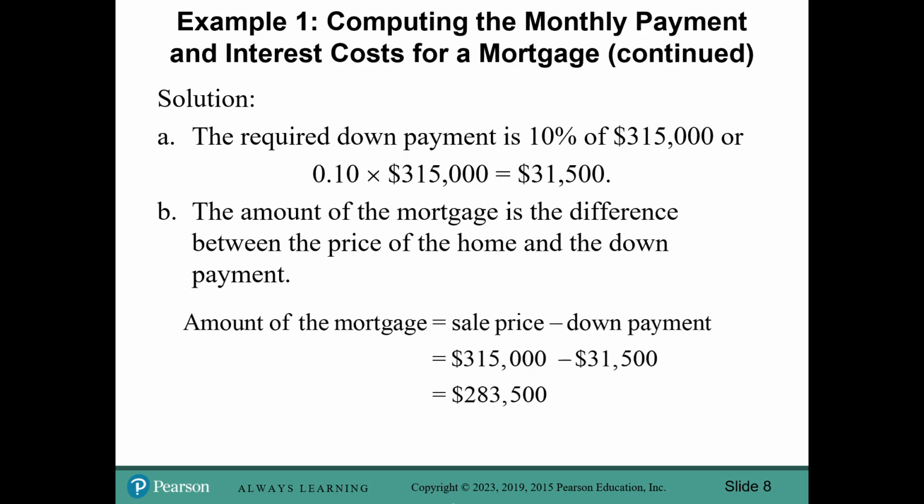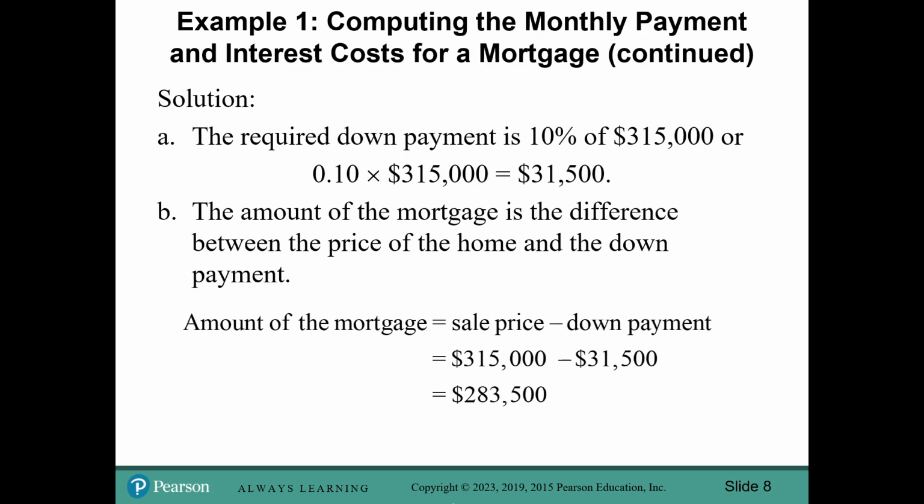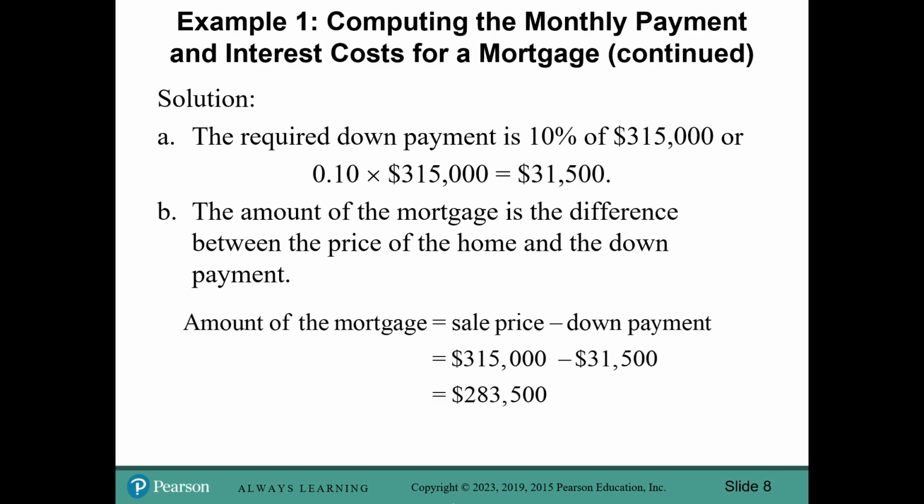Now, the required down payment is 10% of the $315,000. That $315,000 is just the price of the home, and the 10% is the down payment on the home. So all we're trying to do for part A is find the down payment. So we're multiplying the 10% times the $315,000 home cost. So 10% times $315,000 is $31,500.